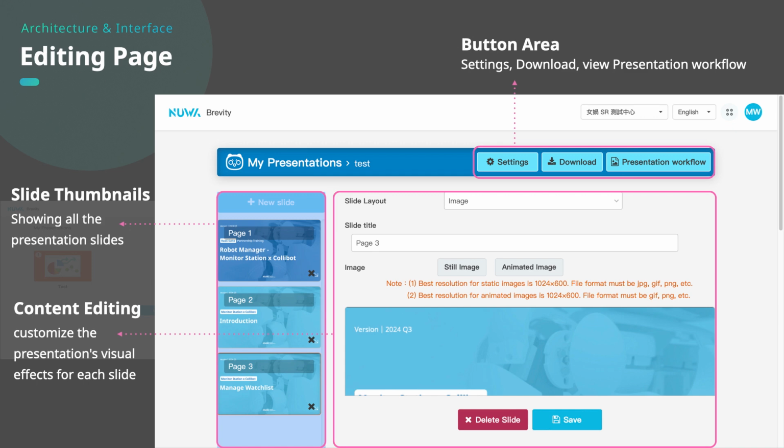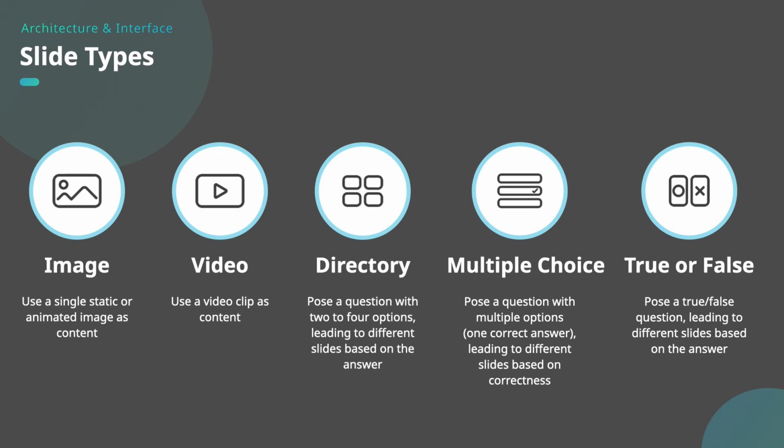Options include slide layout, slide title, entrance and exit effects, speech mode, presentation actions, delay duration, and slide duration. There are 5 types of presentation slides available: image, video, directory, multiple choice, and true or false.